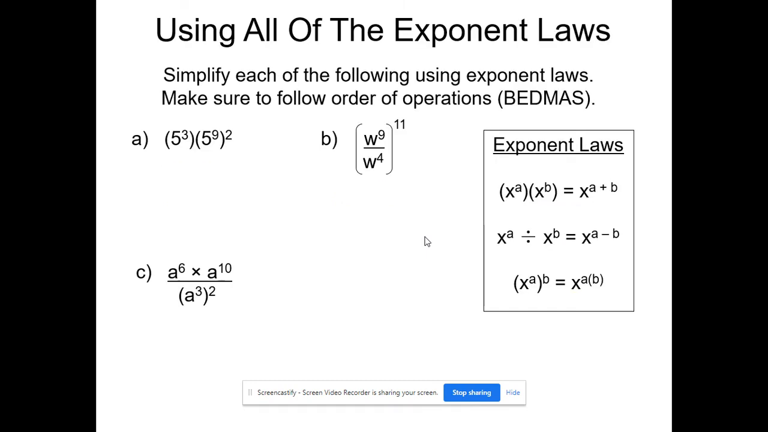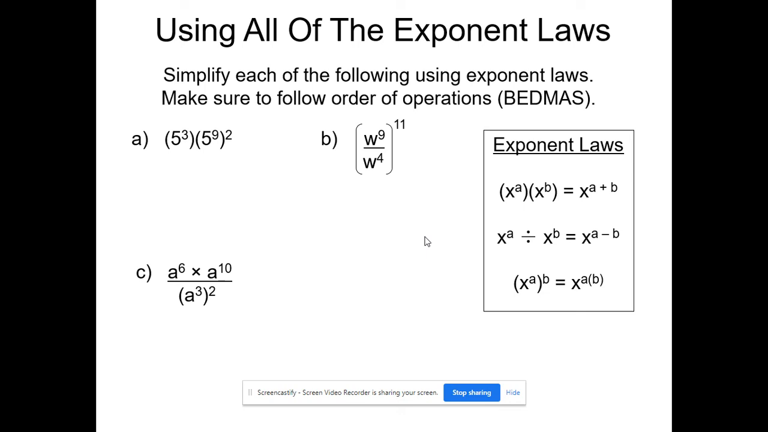Now we have learned 3 different exponent laws so far. We've learned what we do when we multiply things with the same base, what to do when we divide things that have the same base, and what to do when you have a power on top of another power. So we're going to try some questions that involve all 3 of those rules.